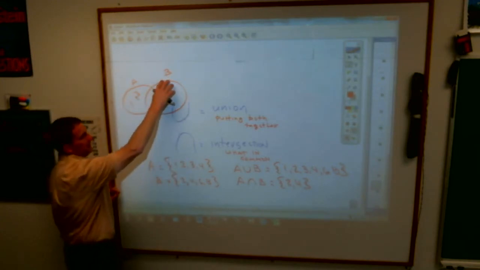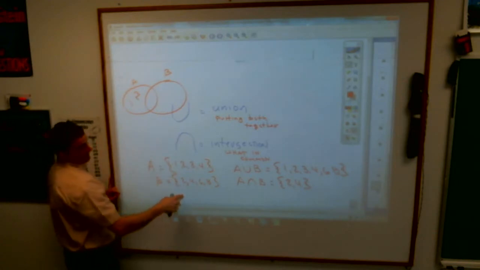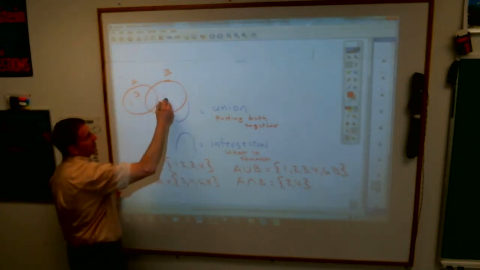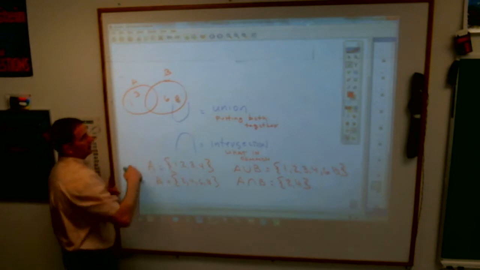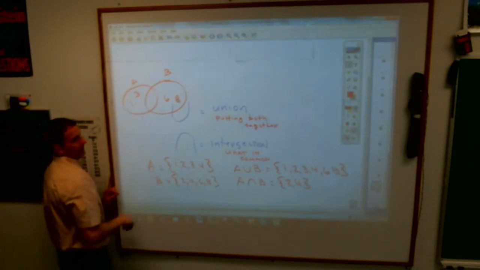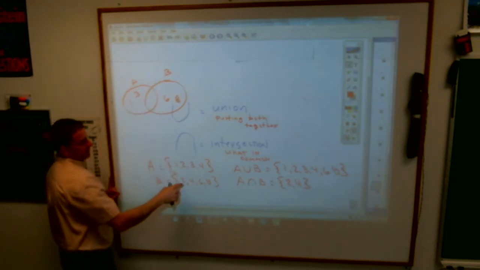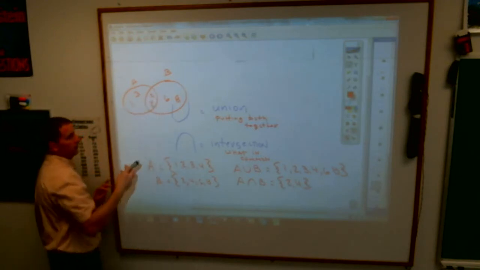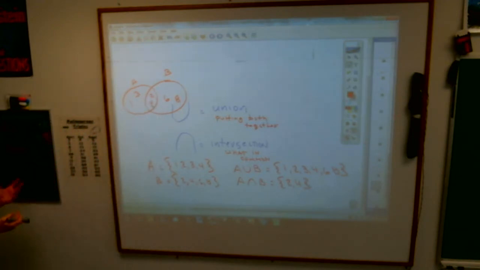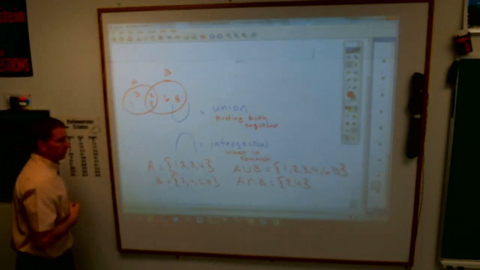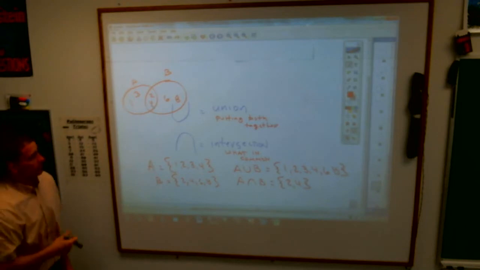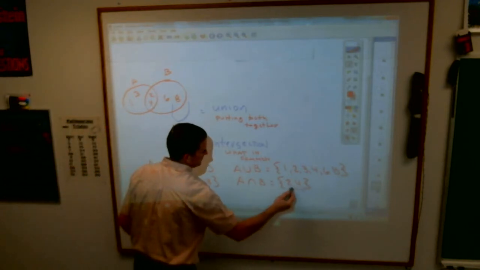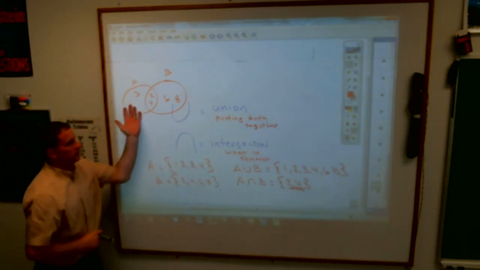The elements that B has that A does not have, which would be 6 and 8, they would go here outside of the intersection part. And the ones that they have in common, which are 2 and 4, would go where the overlap is because they both have it. That's that whole Venn diagram thing. Notice, that's the reason for intersection. Union is all of it.